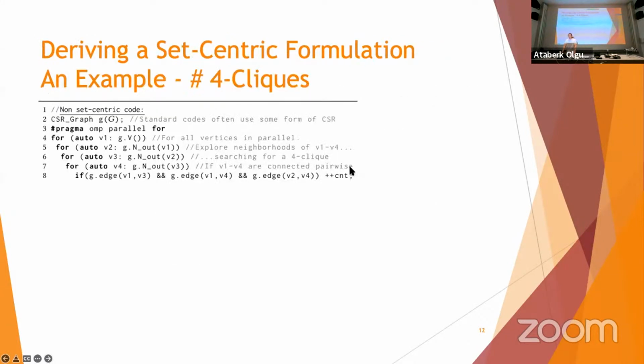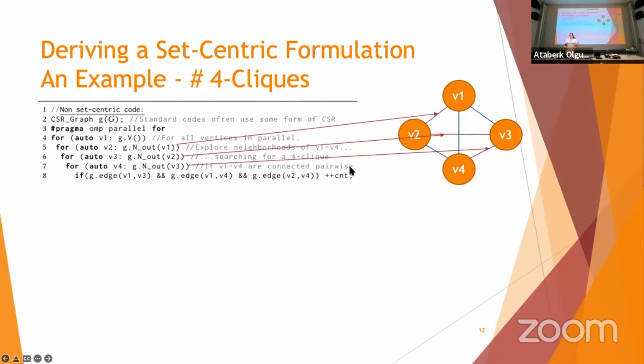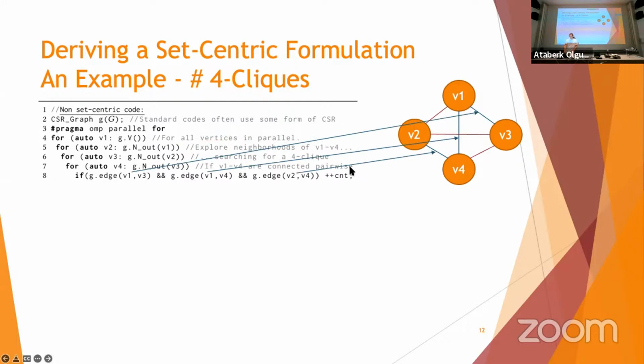To show you how a set-centric formulation of an algorithm is derived, I've brought this example in which the 4-cliques in a graph are counted. A 4-clique is 4 vertices that are all pairwise connected. Let us start with the non-set-centric code. How does it work? Once we are in the inner loop, we know that all the red edges do exist. So in the inner loop, we just need to check whether the blue edges do exist. And if so, well, then we found a 4-clique and can increase the number of 4-cliques found by 1.